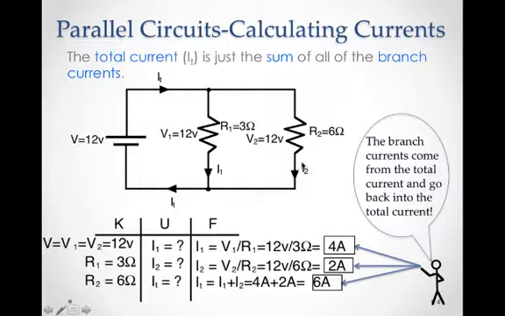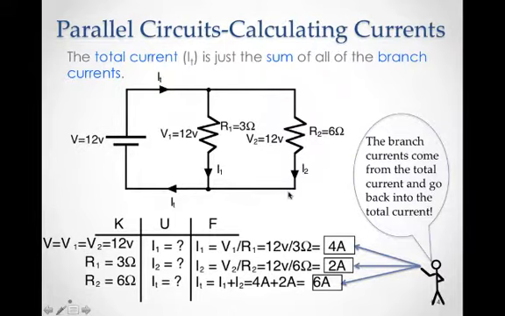And likewise over here with resistor 2, the current through resistor 2 is equal to the voltage across resistor 2 divided by the resistance of resistor 2. So 12 volts divided by 6 ohms is 2 amperes. Now this should make some pretty good sense, since the voltage is the same and resistor 1 is half the value of resistor 2, that we should get twice as much current flowing in this branch as we get in this branch.